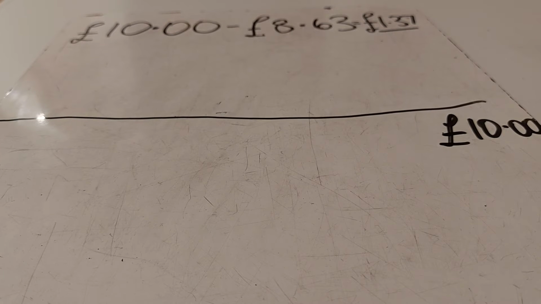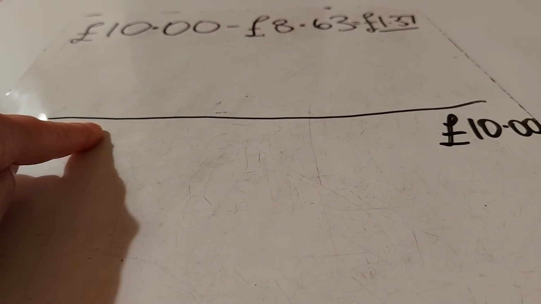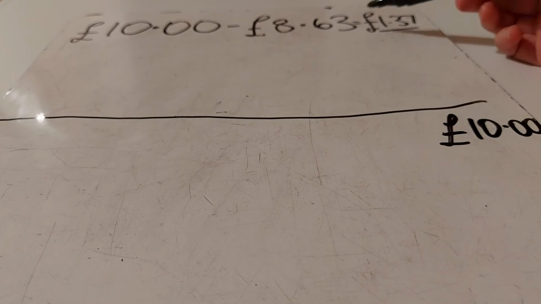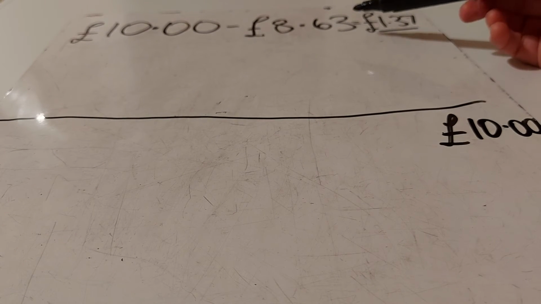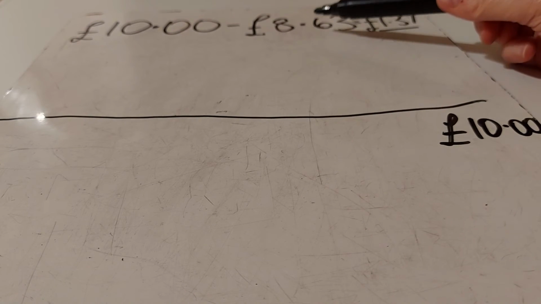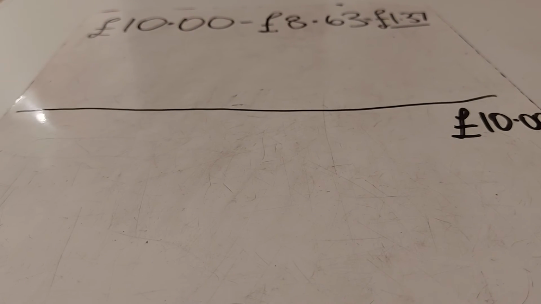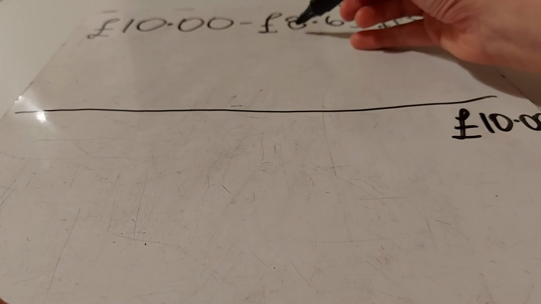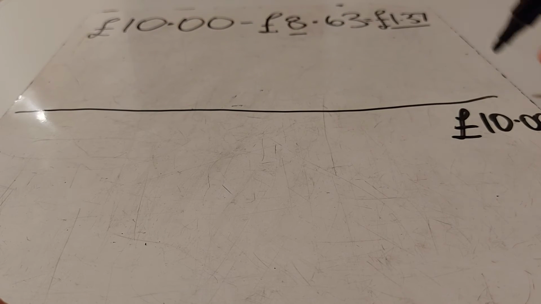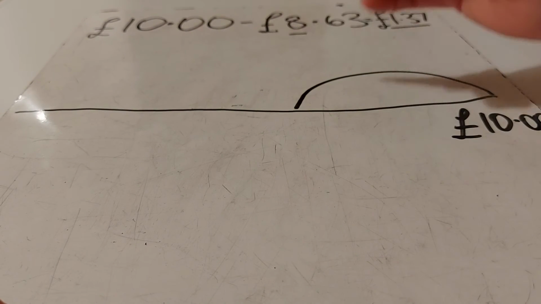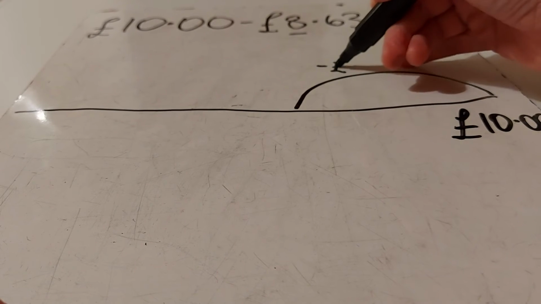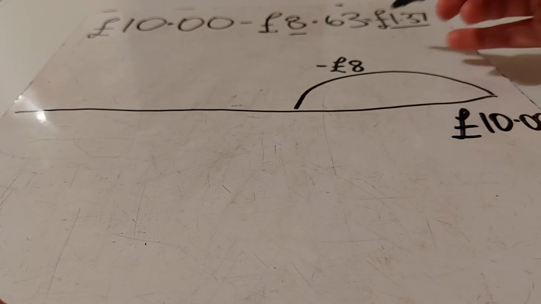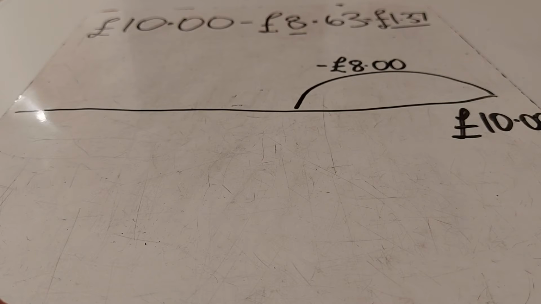And this time I don't put a number here, because I don't know what the answer is yet, because I'm actually going to take away the £8.63. And again, I'm going to do it in hops. Okay. So I'm thinking I'm going to start with taking away the £8. So I think I will do that, put a takeaway and take away £8. I could write it like that, or I could write it like that.